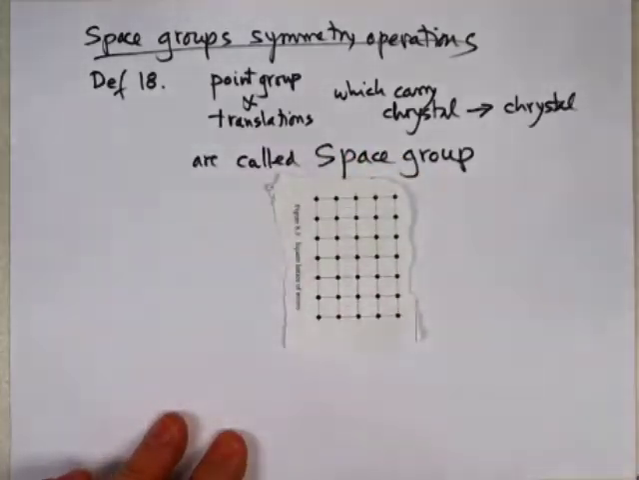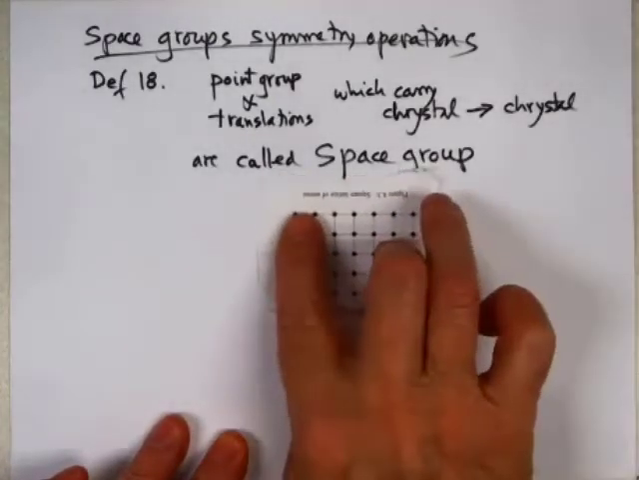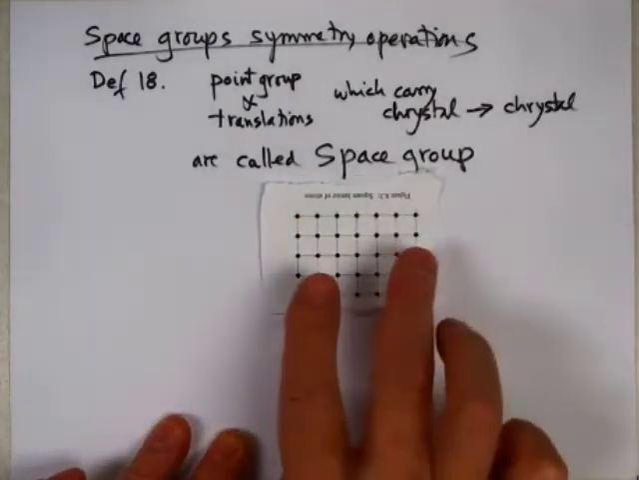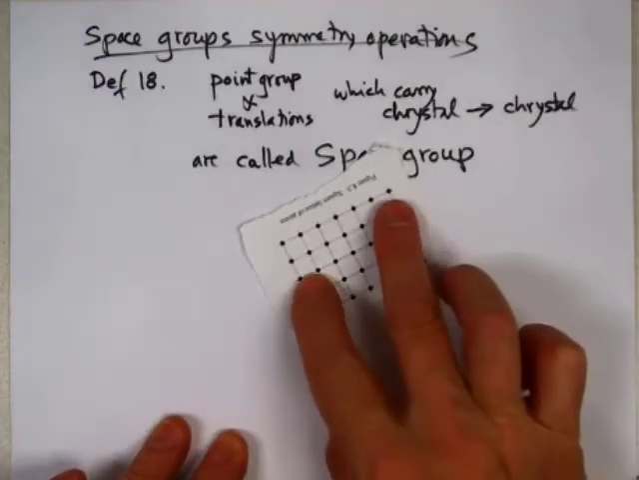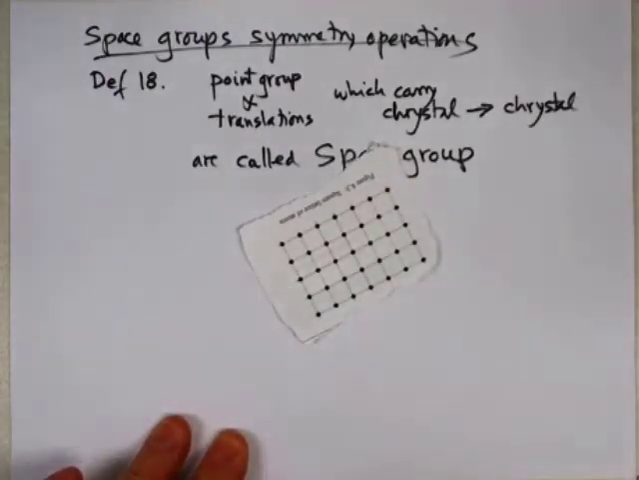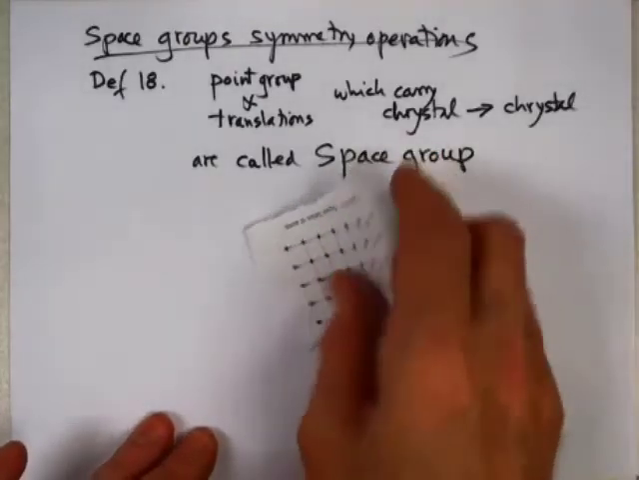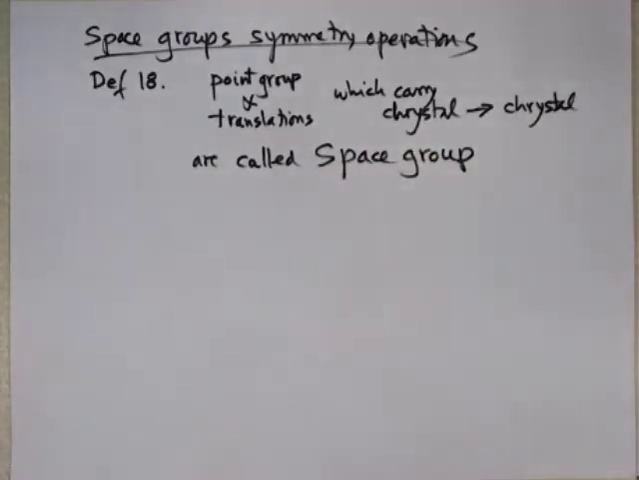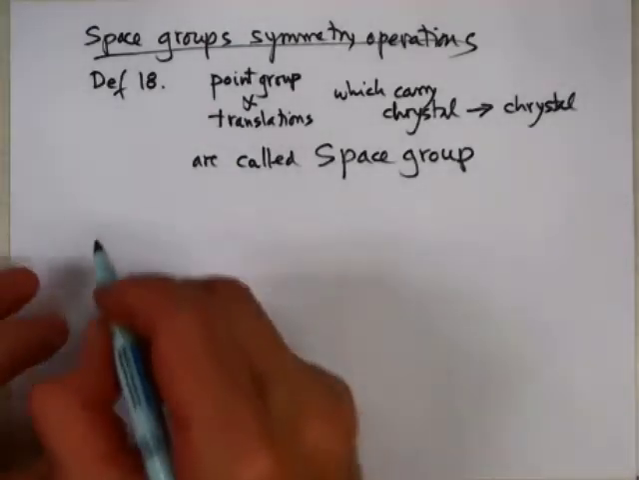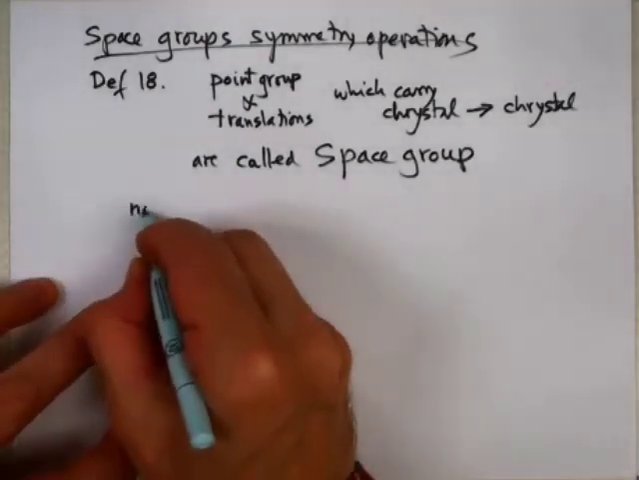I can turn it by 90 degrees. I can turn it again by 90 degrees. So these are so-called point group rotations. But if I try to turn it by some odd angle or continuous angle, that doesn't fit on the lattice. So that is not part of the point group.